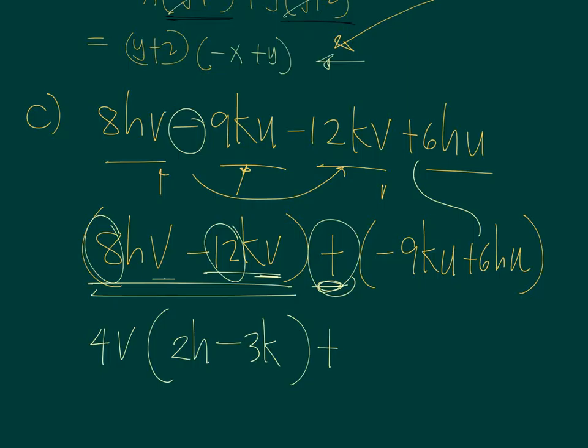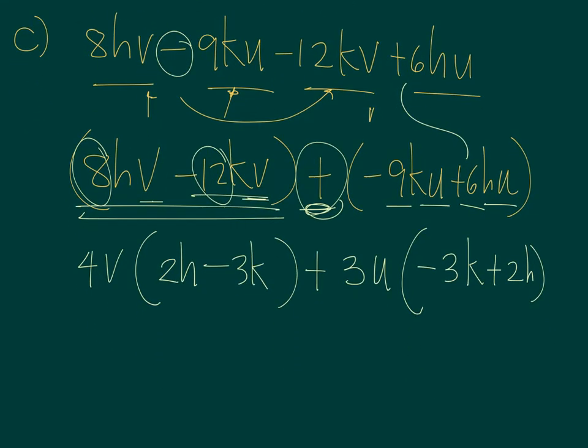And then I'll go to the second group. I see that I can factor out 3 from 6 and 9, so that's 3. And then I also have u and u for each term, so I can factor out u. And then this will become negative 3k plus 2h.